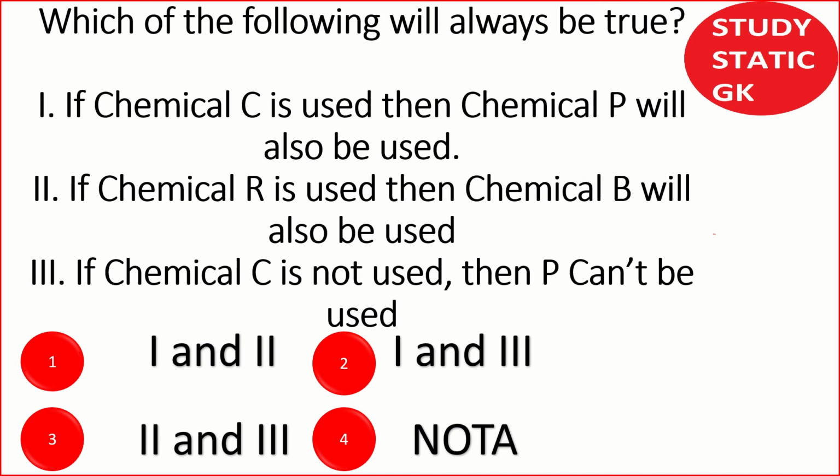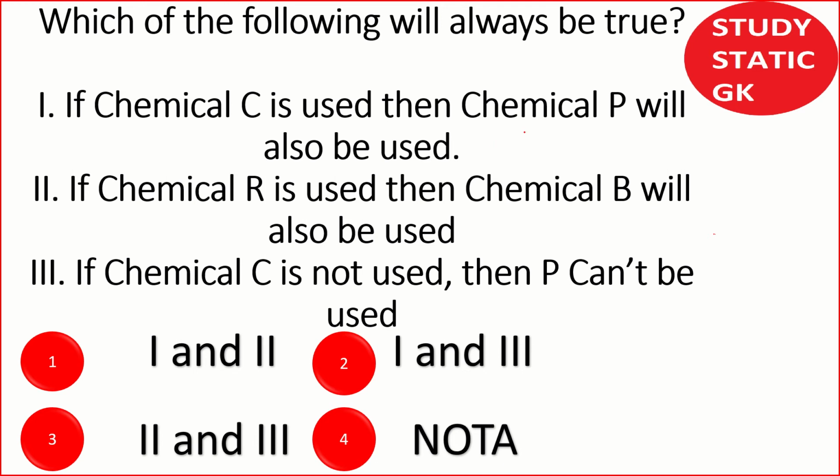Which of the following will always be true? So here, what we do, we'll try to figure out the false condition. Right? Always be true. We'll try. If chemical C is used, then chemical P will also be used.